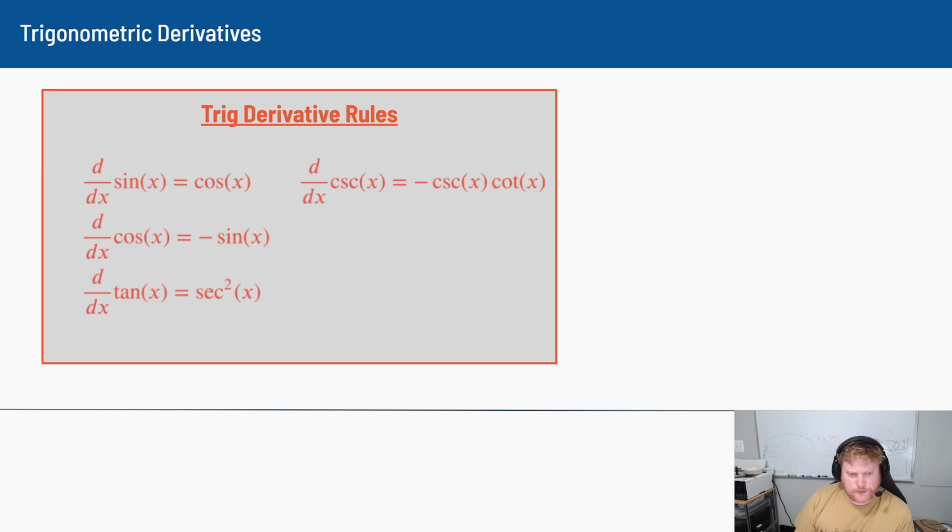Cosecant, the reciprocal function of sine, the derivative of which is negative cosecant cotangent. Secant, the derivative of which is secant tangent. And cotangent, the derivative of which is negative cosecant squared.